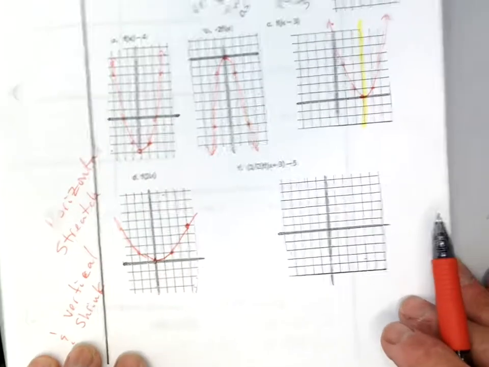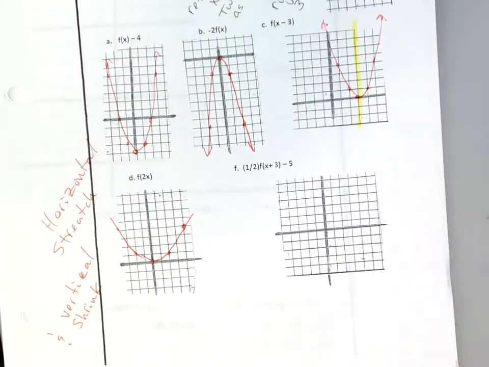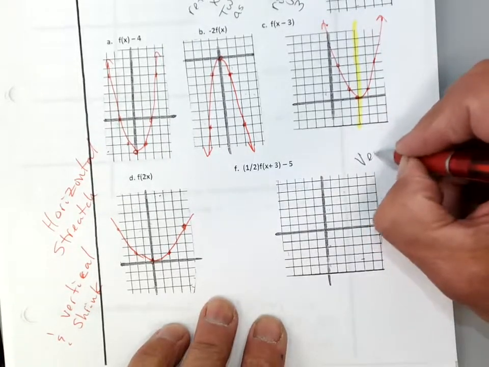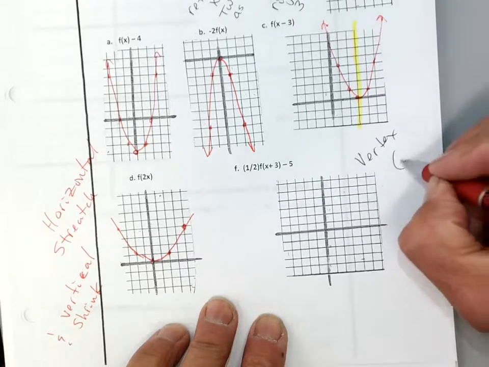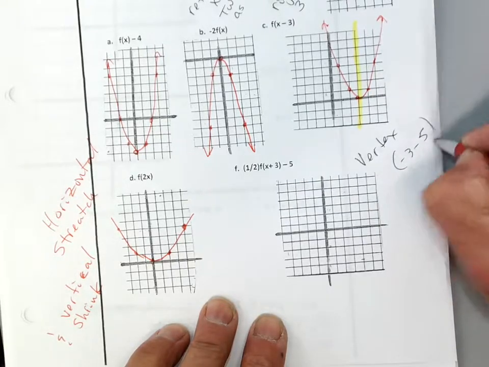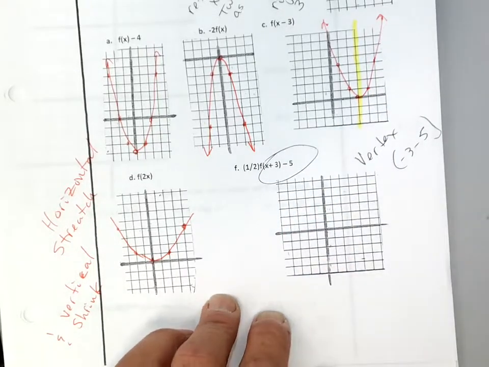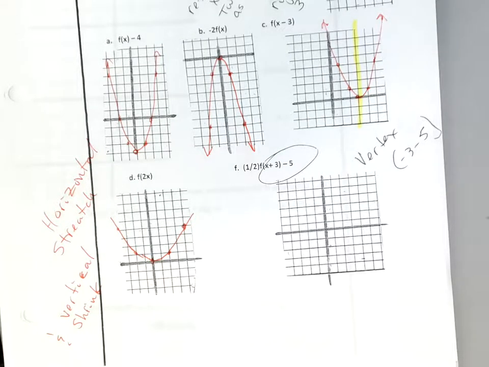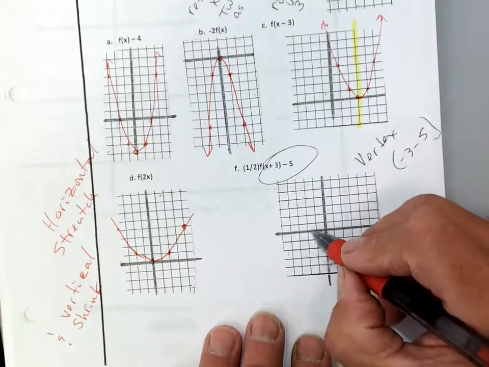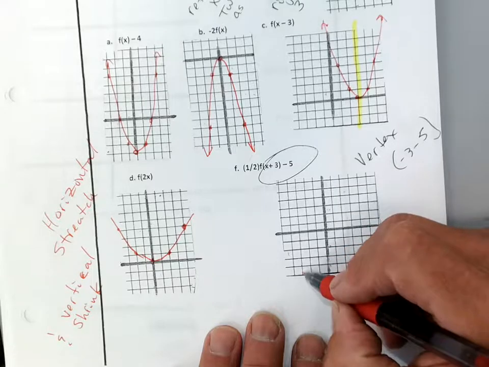So, let's move on. F. So the first thing I would do is figure out where it's going to be. So the vertex, I'm going to put the vertex at (-3, -5). You okay with that? I'm going to go to (-3, -5).